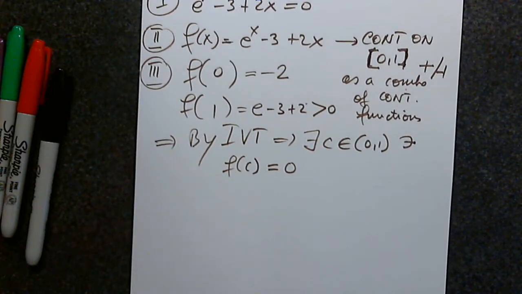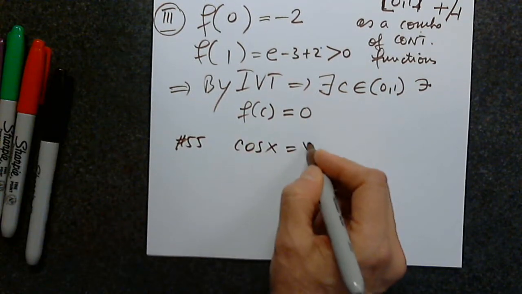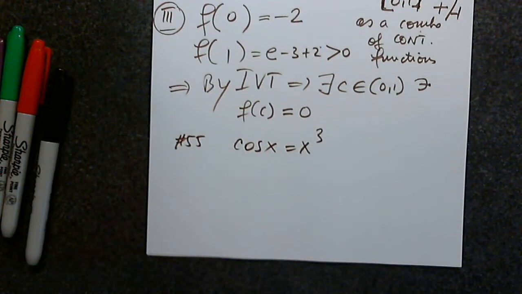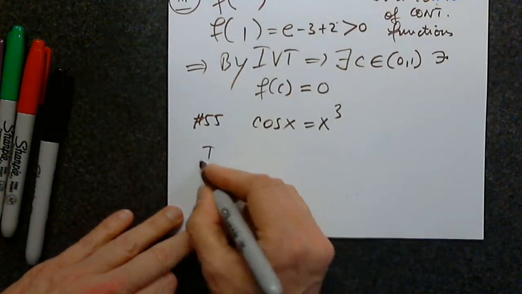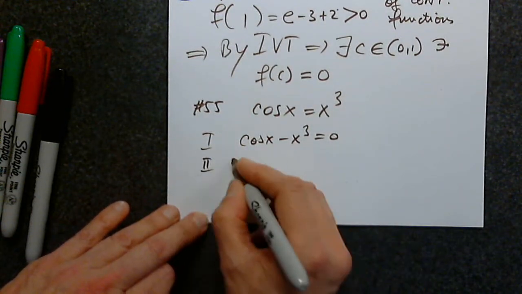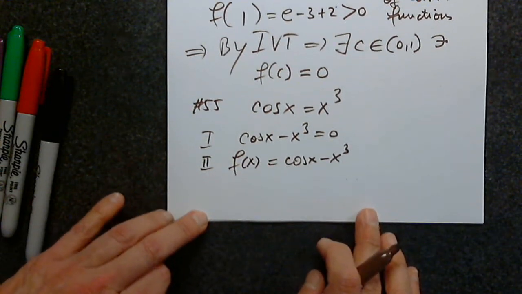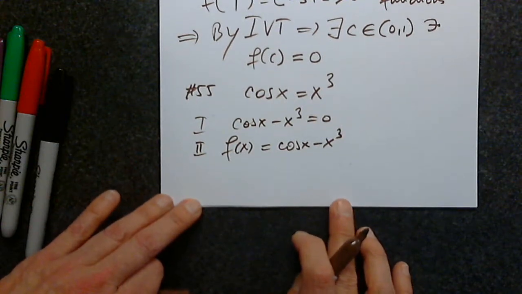So now I would like to look at one more example, like 55, since I still have 5 minutes, in which we are not given cosine x equals x to the third. We're not given the interval. We're not told where to look for a solution. What do we do? So first of all, I have to create the function. That's my first step, which is cosine x minus x to the third equals 0. Step number 2, this is my f of x, cosine x minus x to the third. No one can solve this equation algebraically by hand. No one. There is no such thing.